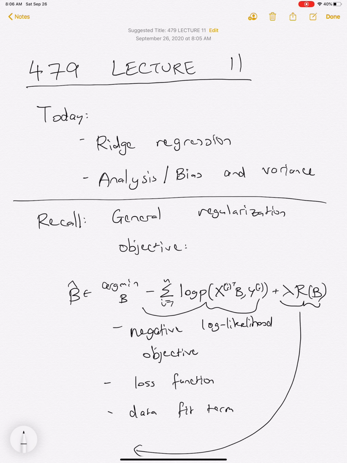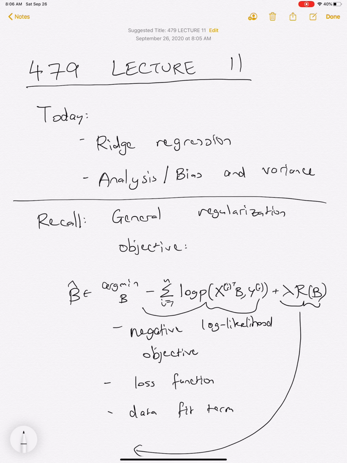Today we're moving on to a very important topic in multivariate statistics. We started to talk about it in Lecture 10, which is this notion of regularization. In particular, we're going to talk about a very common and probably the most widely used form of regularization, which is ridge regression. It's also sometimes referred to in the mathematics community as Tikhonov regularization, which more or less just means adding an L2 penalty as the regularization function.